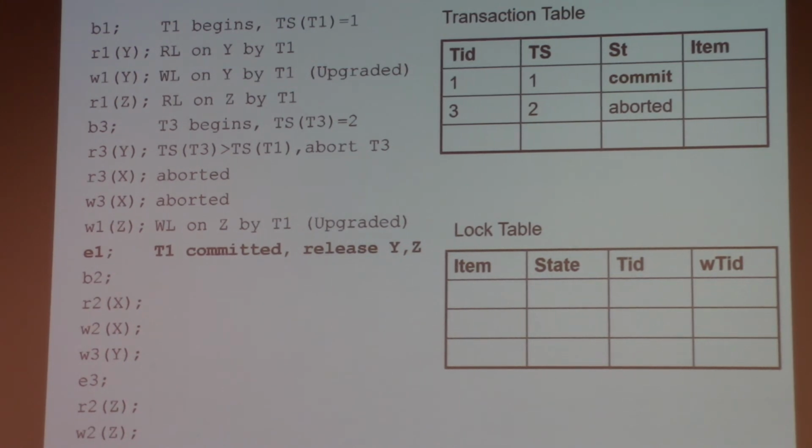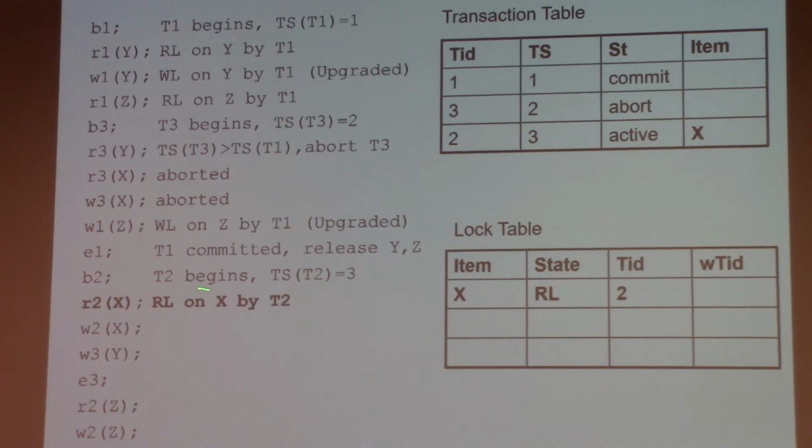Then what happens to the lock table? When the transaction is committed, you need to check this column. Is any transaction waiting on this? No transaction is waiting. You can just release the lock, which means it's nothing. However, in case something like T4 is here, then you need to update this TID to 4, like that. Okay.